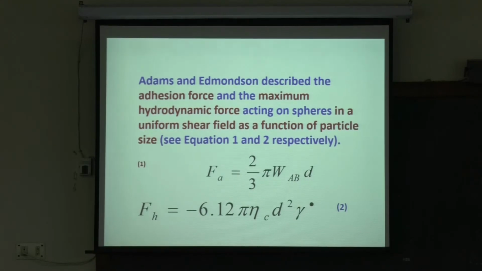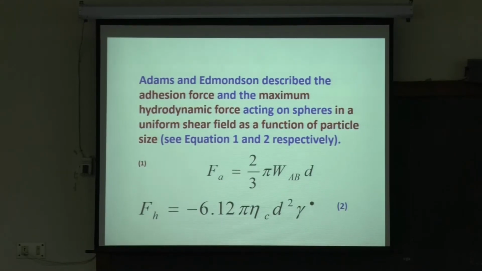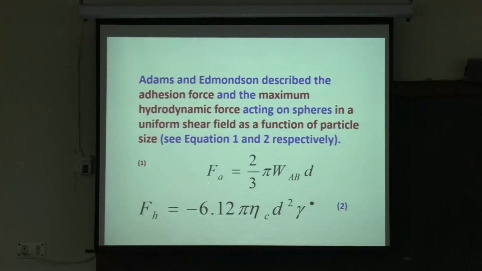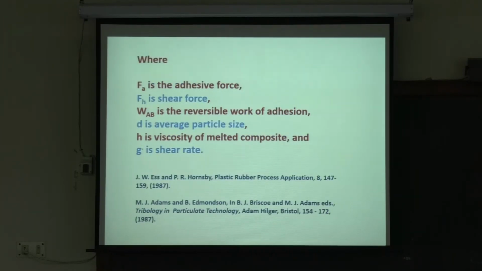Now, one of the earlier models, Adams and Edmondson, described the adhesive force and the maximum hydrodynamic force acting on spheres in a uniform shear field as a function of particle size. In equation 1, on the left hand side is the force of attraction, and on the right hand side the hydrodynamic force: adhesion force Fa and maximum hydrodynamic force. These are given by this equation. WAB is the reversible work of adhesion, D is the average particle size, and you have adhesive force and shear force. How does shear happen?